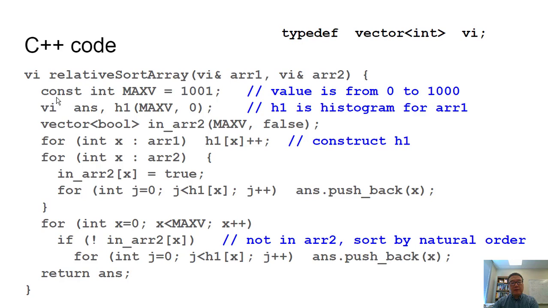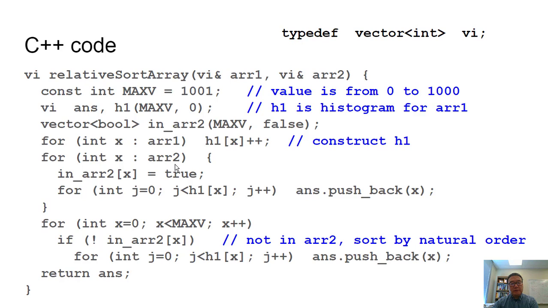To enable the efficient construction of the second part of the array, sorting everything in array 1 that does not appear in array 2, I use an auxiliary data structure to remember whether an element appears in array 2 or not. So then the first part is to construct the histogram. So go through every element in array 1, and add 1 to the count of that element.